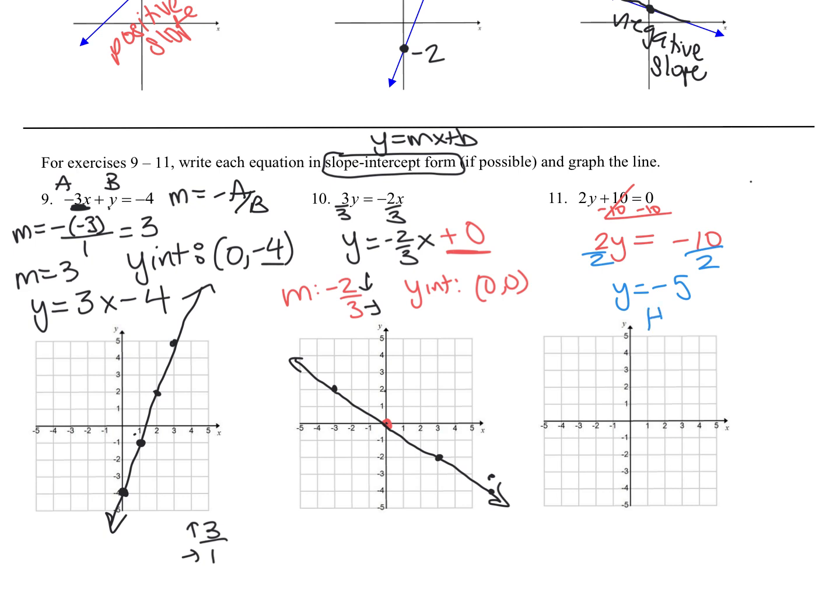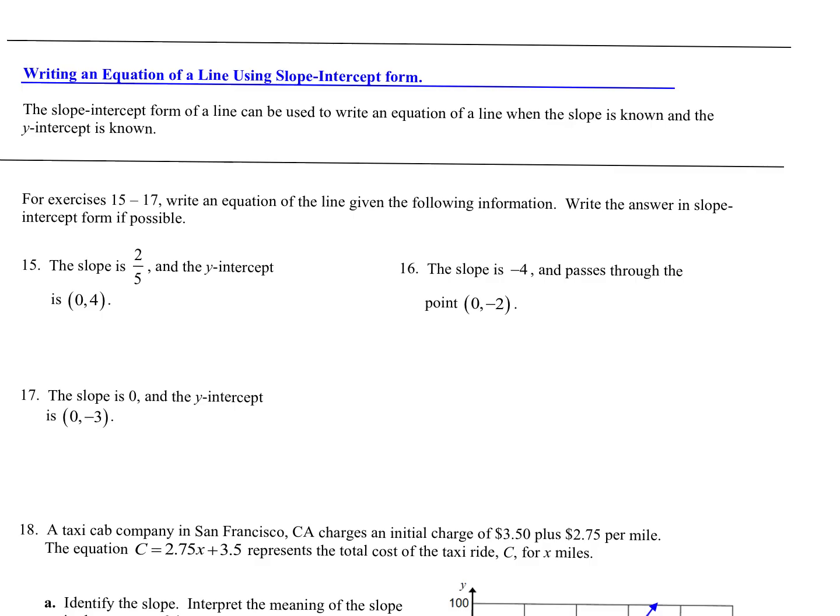So if you remember from our past section, this is a horizontal line. So let me draw this for you. So here's my horizontal line at y equals -5. The slope is 0 for horizontal lines, and then my y-intercept is 0, -5. All right, let's try some more.